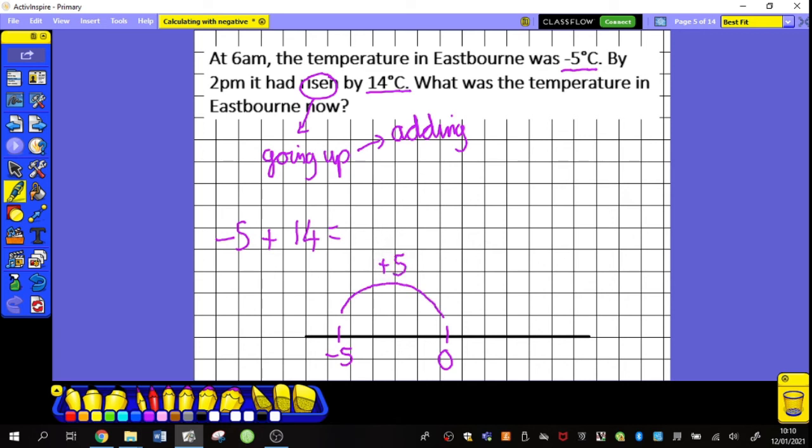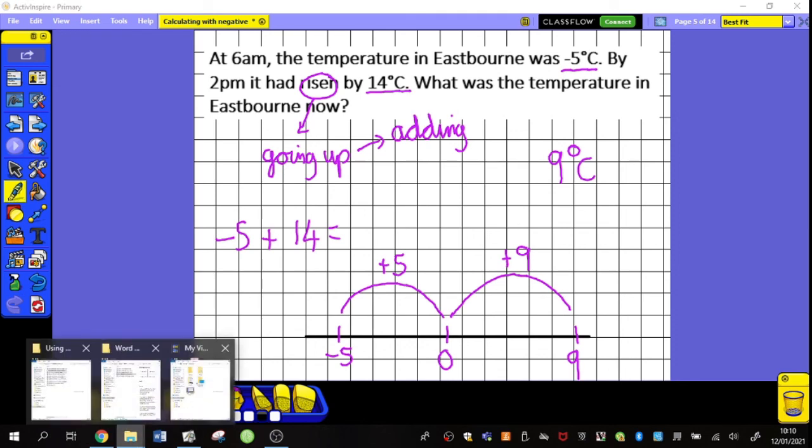So to get to 0, I'm going to need to add 5. Then I need to think, how much more do I need to add in order to have added 14 in total? Well, 5 add 9 equals 14, so I'm going to add another 9. So 0 add 9 gets me to 9. So my answer will be 9 degrees Celsius, remembering your units.